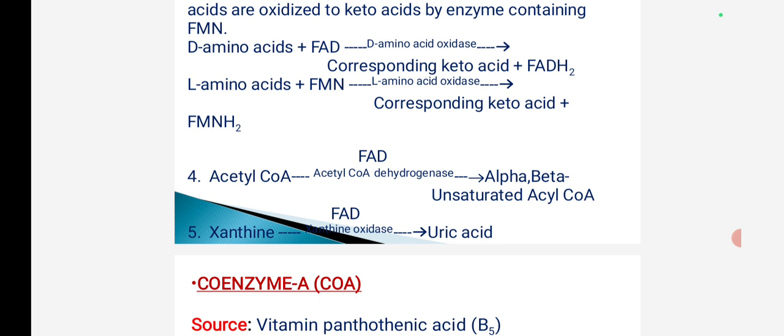Fourth example is acyl-CoA reacts with FAD in the presence of acyl-CoA dehydrogenase enzyme, which produces alpha-beta unsaturated acyl-CoA. Fifth example, xanthine in the presence of FAD, xanthine oxidase enzyme forms uric acid.